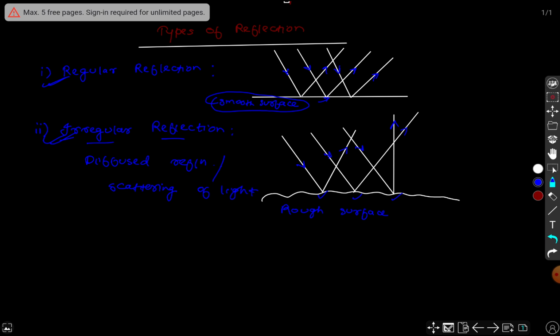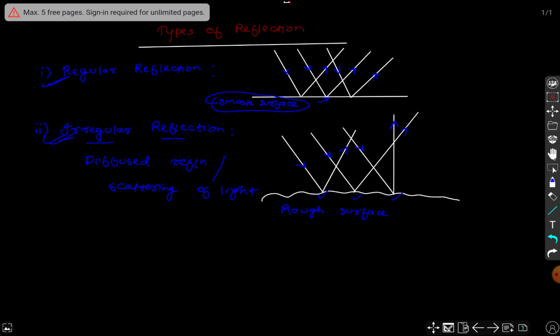Now the question arises: do the laws of reflection get obeyed in regular reflection? And do the light rays obey the laws of reflection in case of irregular reflection? The answer is yes. The laws of reflection are always obeyed, whether it is regular reflection or irregular reflection. In both cases, the laws of reflection are obeyed. Let me explain how.